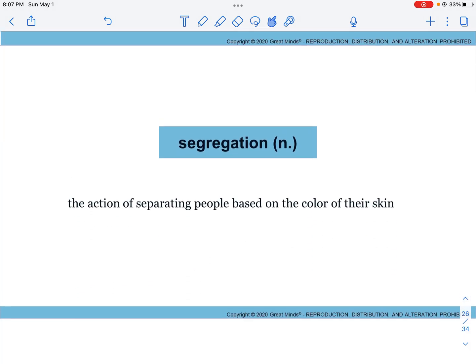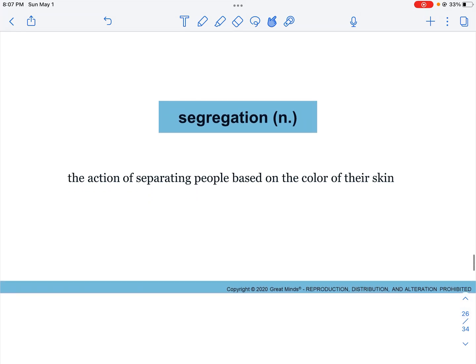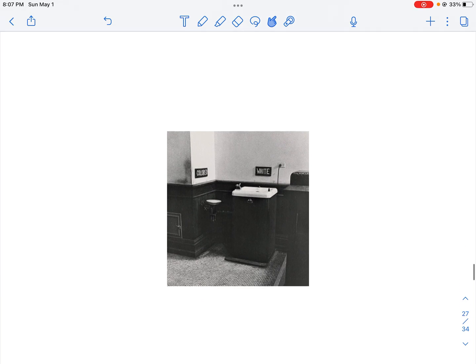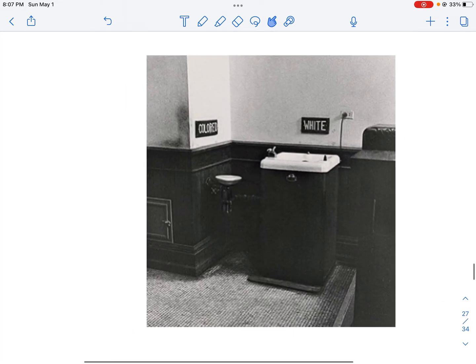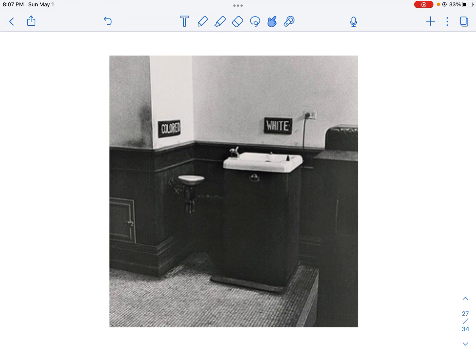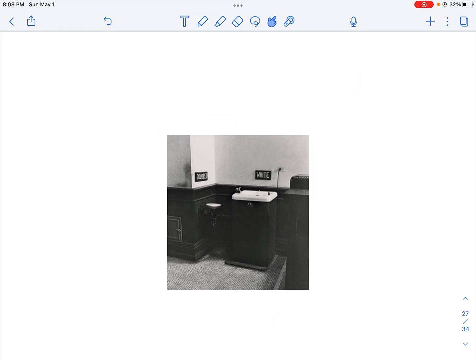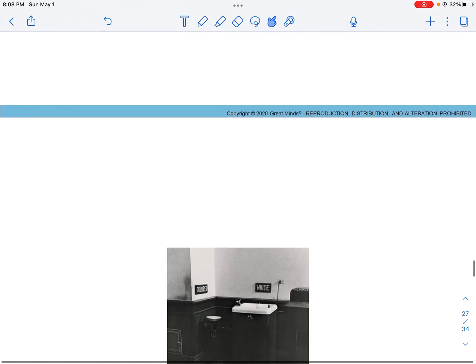Let's review what the word segregation means. We've talked about this in our Wit and Wisdom lessons. It is the action of separating people based on the color of their skin. So looking at a page from our Martin Luther King Jr. March on Washington book, think about how this picture shows segregation. Yes, it shows that colored people and white people had to drink out of different drinking fountains. That is the action of separating people based on the color of their skin, or segregation.